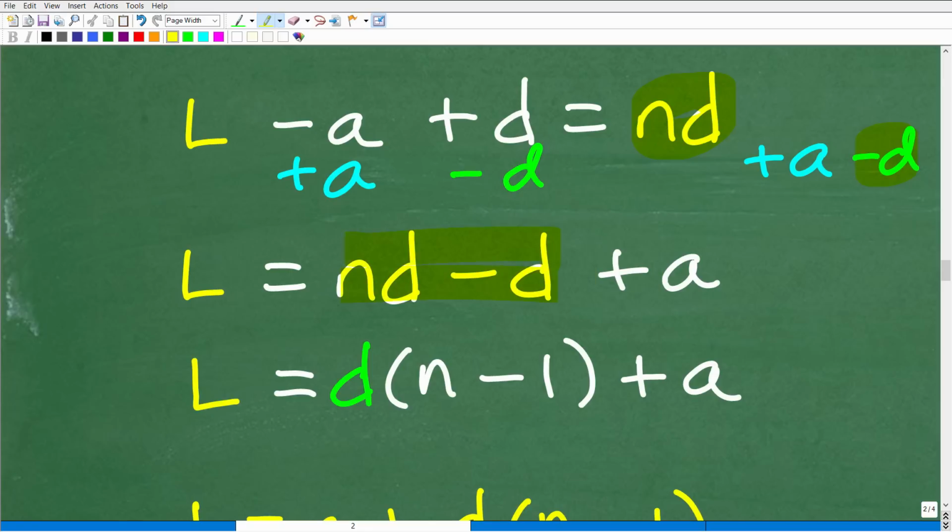Now, why would I do such a thing here? Well, because now I can factor out this D as a greatest common factor, right? So I can factor out the D, and you would want to do this. This would be the more correct path here.